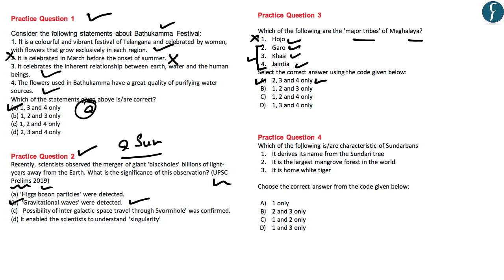As far as practice question number 4 is concerned, which of the following is a characteristic of Sundarbans? It derives its name from the Sundari tree. This is correct. It is the largest mangrove forest in the world. This is also correct. It is home to the white tiger. This is incorrect. By this logic, the correct answer is option C, that is, 1 and 2 only.